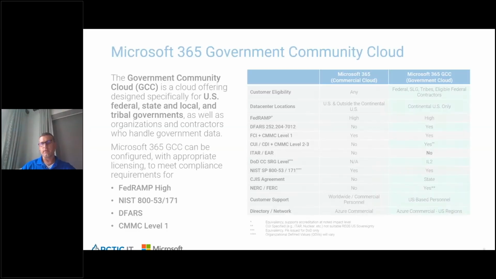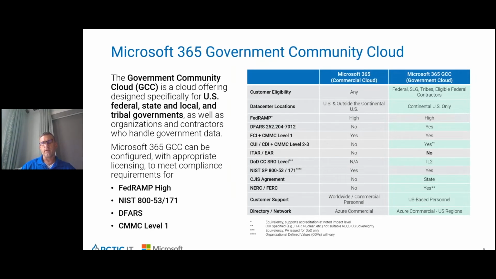Drive to the next one here. There we go. Okay, so when we look at this, there's a lot of people that talk purely on the commercial side, and then we get into government. So government has a couple different layers to it. We'll talk about the Government Community Cloud first, which one of the fastest ways to distinguish the environments is you'll hear GCC or you may hear GCC high. For now, we're just going to talk GCC versus the commercial environment.